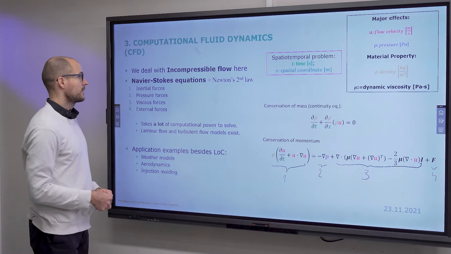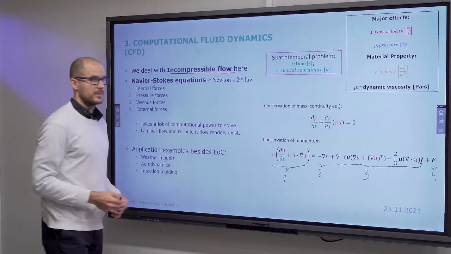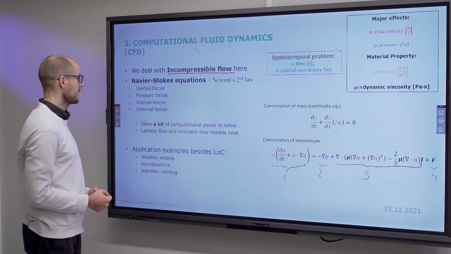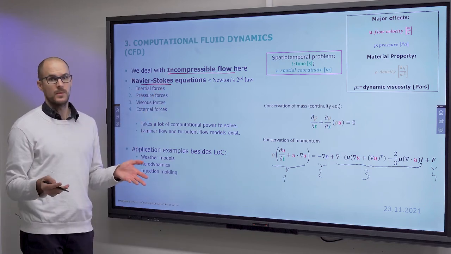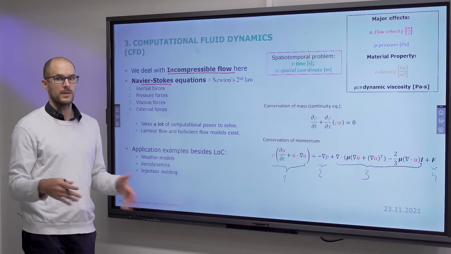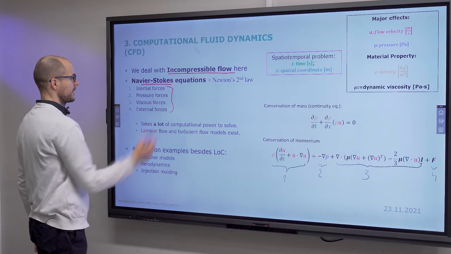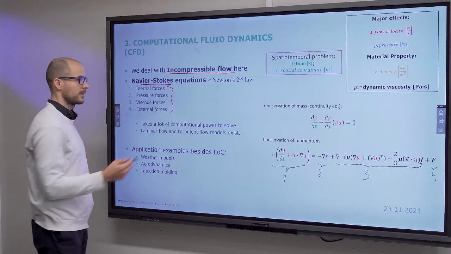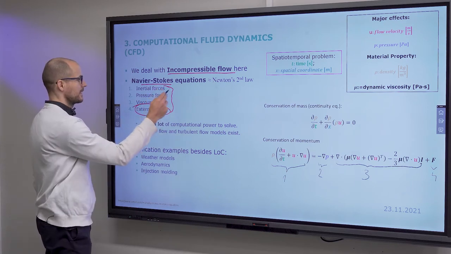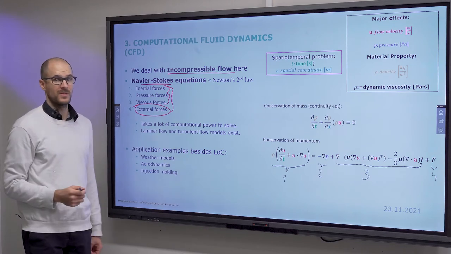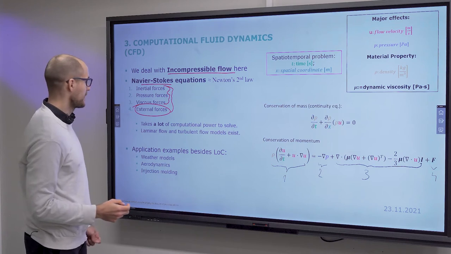Then talking about computational fluid dynamics. Again, I need to stress, we deal with incompressible flows, and the Navier-Stokes equation gives the basis to everything that we talk about, and we deal with inertial forces, pressure forces, viscous forces, and external forces. In simulations, these are also in, but in our description of the theory, we only talked about these three to keep things simple. But inside your model, you will have external forces as well.